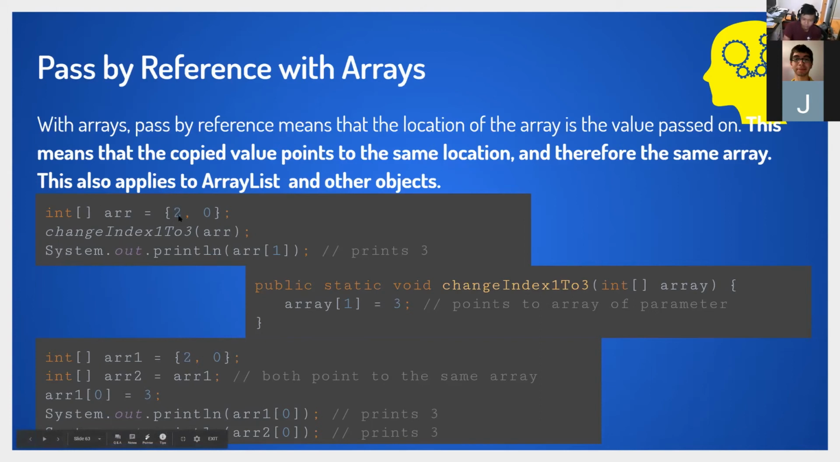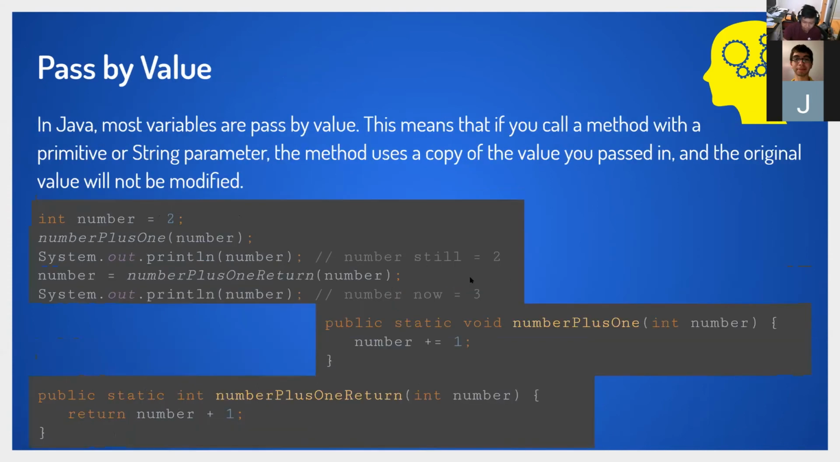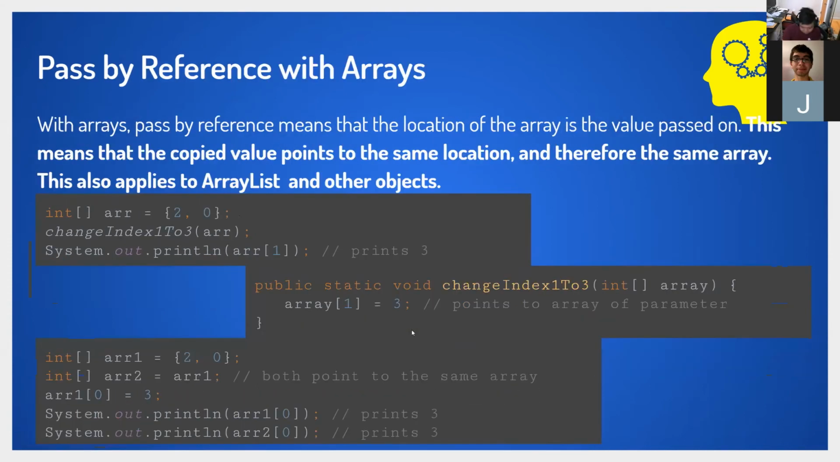Okay, so let's take a look at the code. Here we have an integer array with values 2, 0, right? And we call the method change index 1 to 3 on the array. Just like before with the primitive type, we modify the array directly. So array[1] is equal to 3, and array is the parameter here, and we pass in an array. But because the pointer is copied, it points to the array of the parameter. So this array points to this, and this array is actually this exact same object.